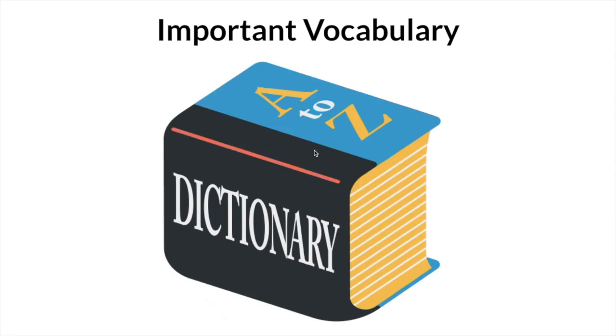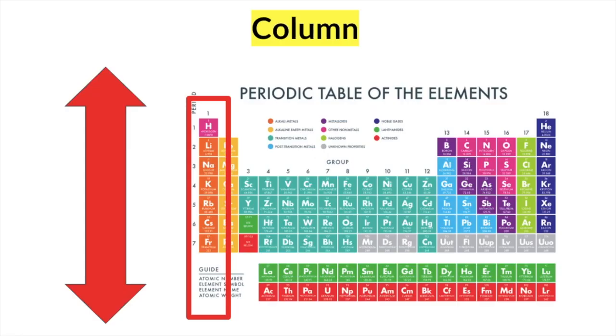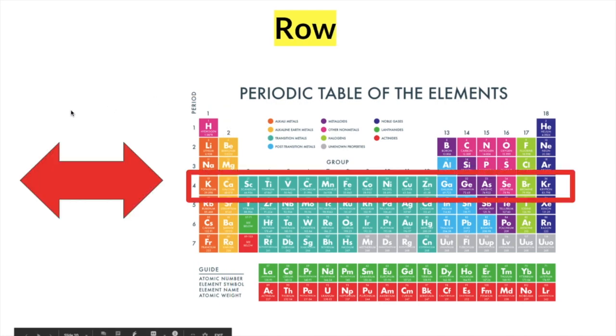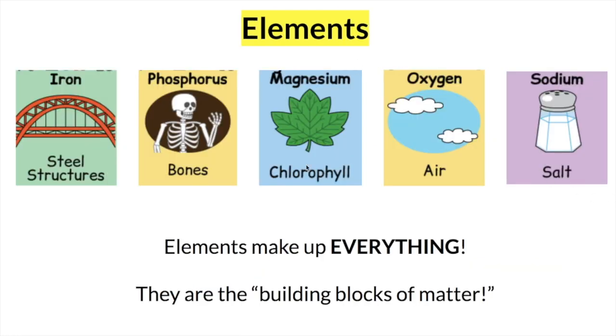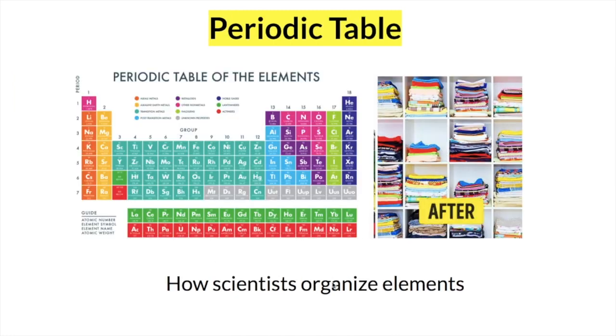Some important words that you'll need to know for today's lesson are a column. Remember, columns go up and down. A row, rows go across. Elements, remember, elements make up everything. They're the building blocks of matter. And the periodic table, how scientists organize the elements.